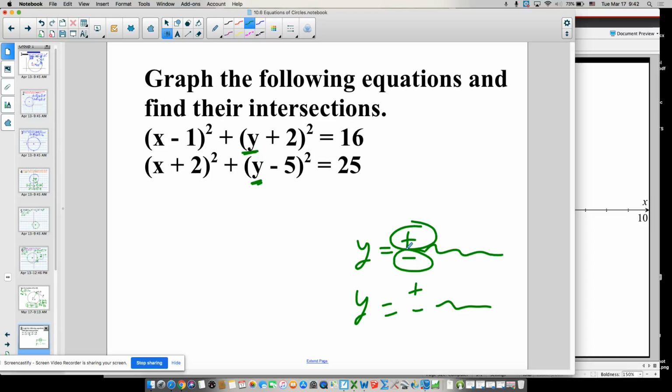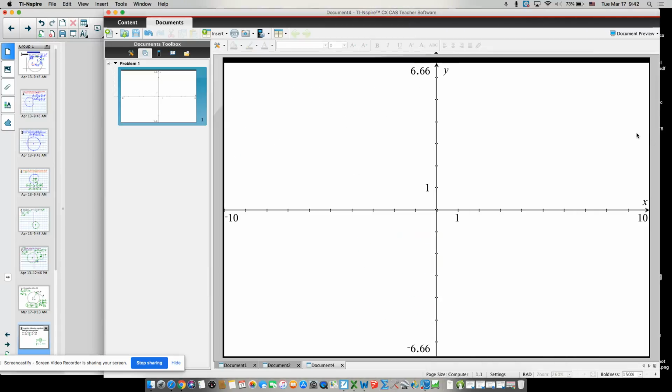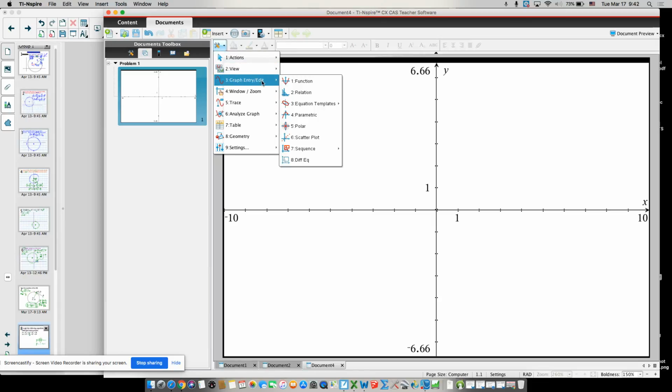You could do it that way, but our TI-Nspires have this cool feature to graph circles. So I'm going to go into Tools. I'm going to go to right here. It says Graph Entry, Edit and stuff. They have different function types. Function is the normal one we're using. So if you ever want to go back, you can go to Function and go back. But right here you have a bunch of equations and templates. So you have a parabola and ellipses and hyperbolas and all these conics. But we do have circles.